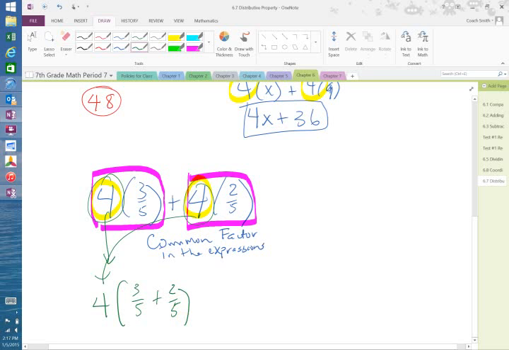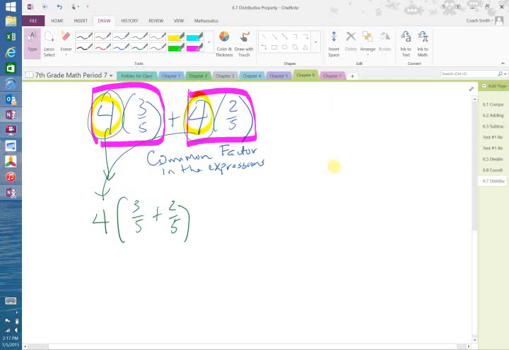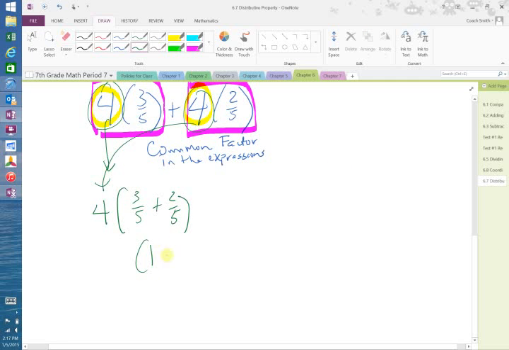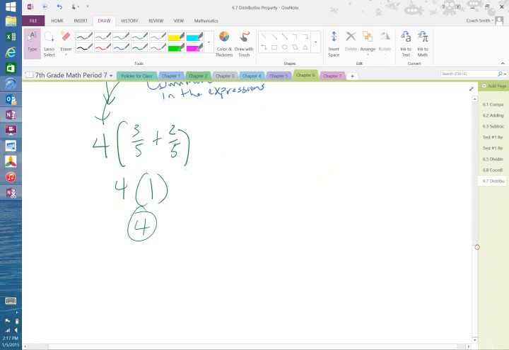Now we've just made our life a little easier. What is 3/5 plus 2/5? 5/5, which is, what, Jesse? 1 whole. What's 4 times 1? 4. There you go. That's the answer. Okay? So we use the distributive property to make a problem easier.